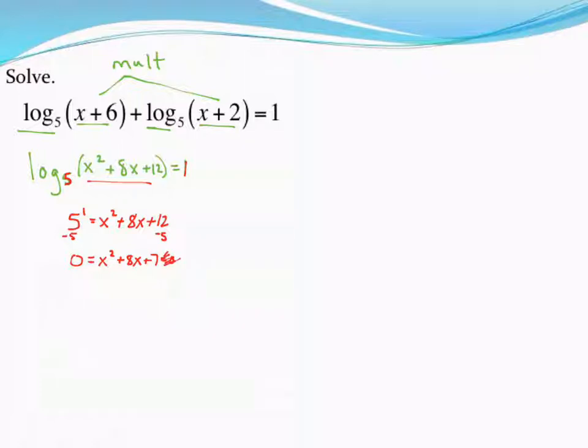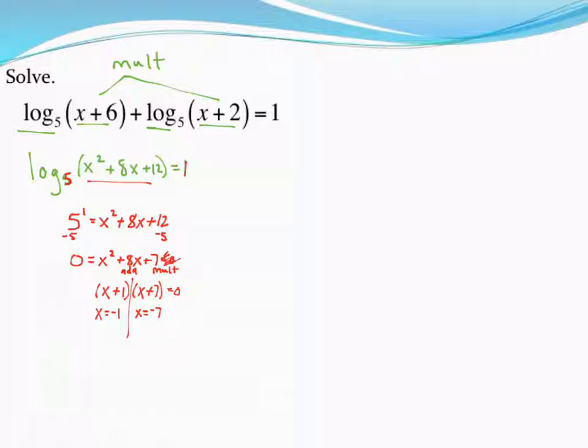This one factors pretty easily. Numbers that multiply to 7 but add up to 8 would be 7 and 1. So I can factor this into x plus 1 and x plus 7 equal to 0, which means two answers I come up with if I put each factor equal to 0. x could be negative 1 or x could be negative 7.